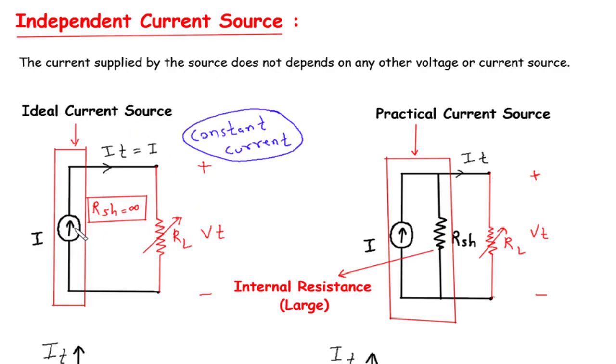It represents a source that delivers a constant current, regardless of external conditions or variations. The ideal current source is commonly depicted using a symbol consisting of an arrow indicating the direction of current flow. In this idealized model, the internal resistance, denoted as RSH, is assumed to be infinite, effectively implying that it has no impact on the output current. We symbolize the current provided by the ideal source as I.